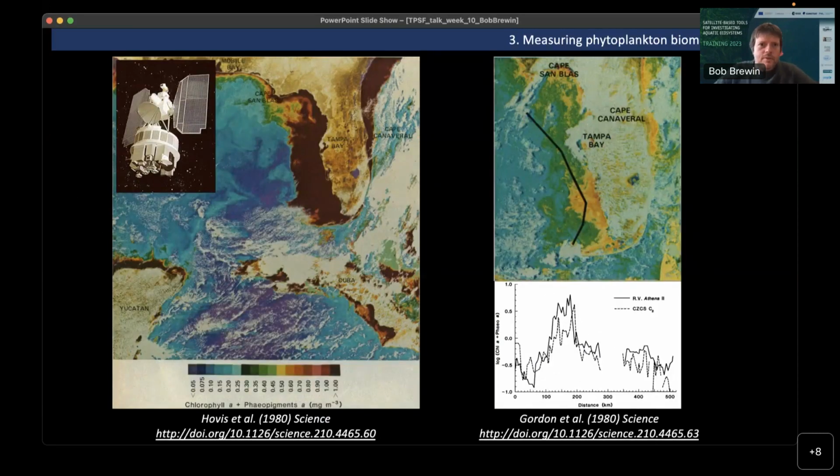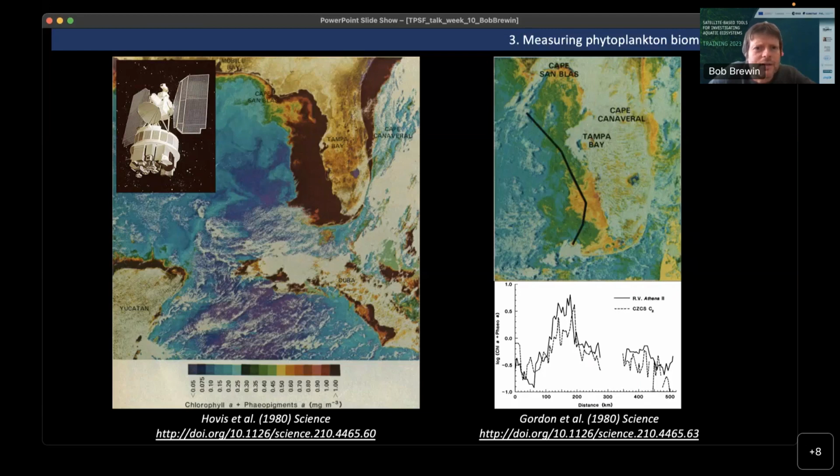So some of the first satellite observations of chlorophyll A concentration came with the launch of the Coastal Zone Colour Scanner by NASA in the 1970s. And sort of illustrated in these two publications by Hovis and Gordon in Science in 1980. And this was really revolutionary at the time. First examples, or among the first examples, of how we can use satellite observations to monitor the biomass of phytoplankton over large scales.